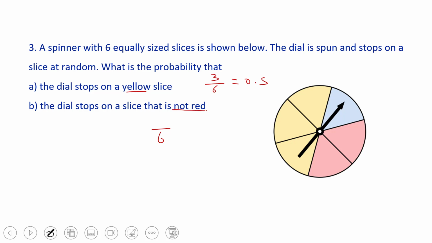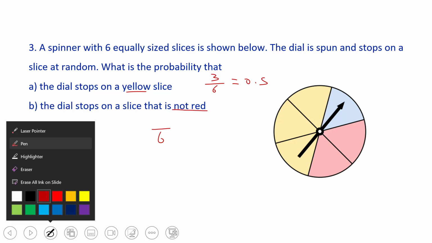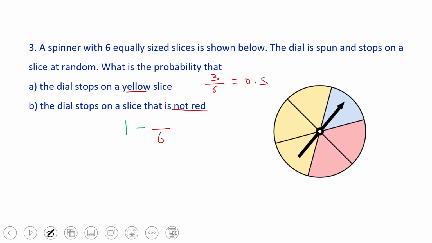For this one, not red. Not means the complement of this one. So 1 minus how many red do I have? 2 of 6, so it is 4 over 6, which is 2 over 3. Or you can write it 0.666. If you would like to have two decimal places, you cancel this one and make it 0.67 because this is bigger than 5. So if you have 5 or more, you can add 1 to the previous one. Okay. Easy. So not is a complement one.